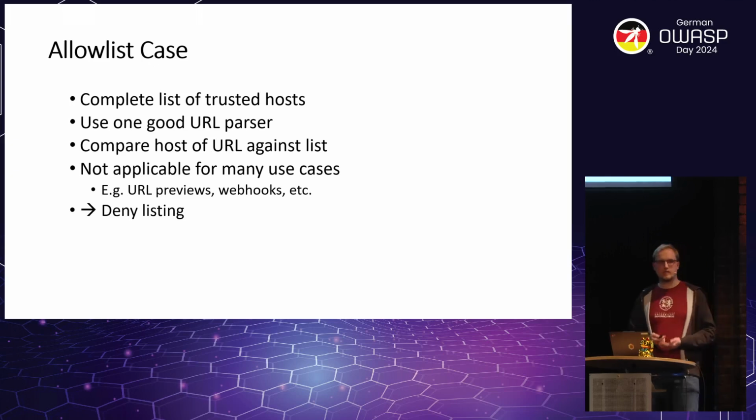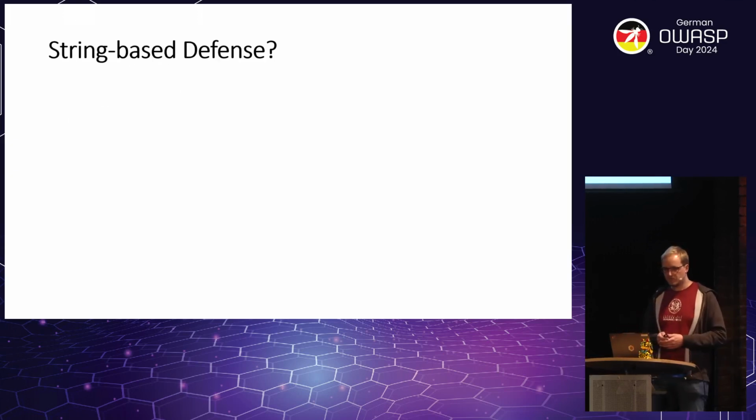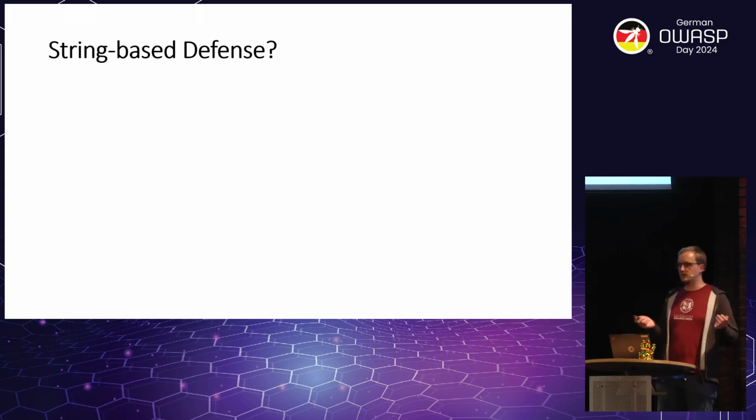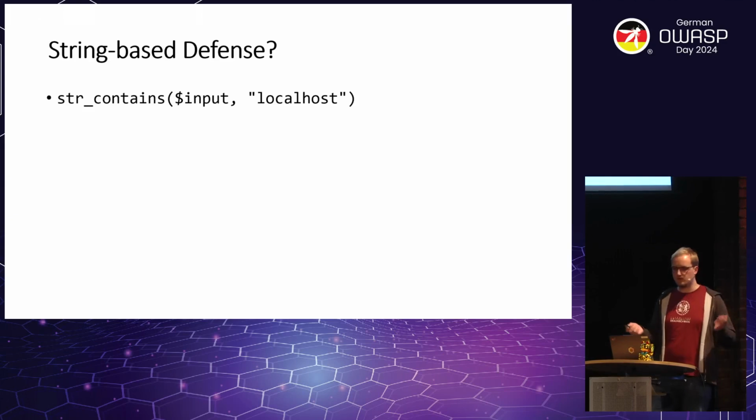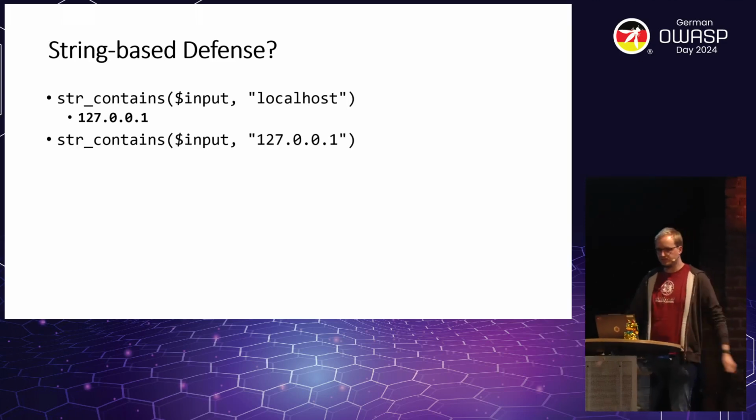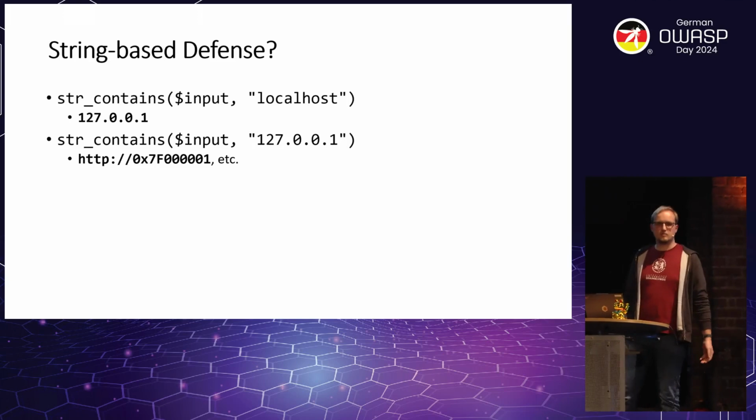So we need something called deny listing here, where we just know that certain hosts are undesired, for example, localhost, and we want to block these. So you might come up with, yeah, okay, we can do a string-based defense. We could check if the string input, the URL, contains the string localhost. But that doesn't work, because an attacker could just use the IP directly, right? The loopback IP. I could also check for that loopback IP, but then the attacker could go ahead and encode it differently. That still works.